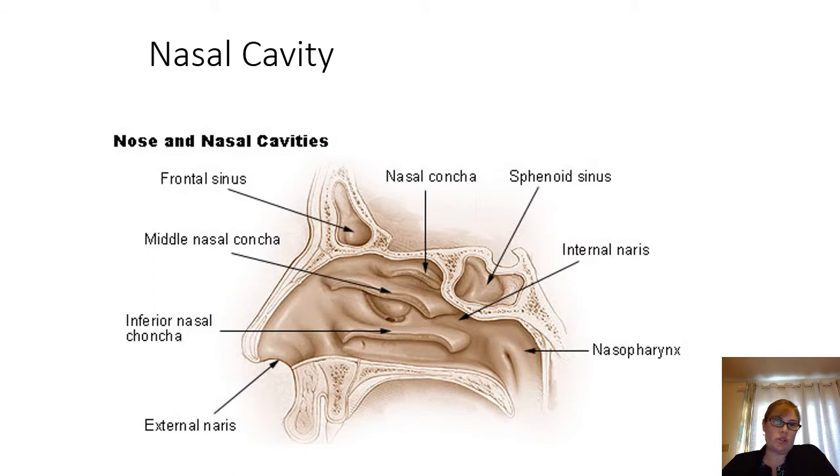This is our structure, our side view, sagittal section is what I'm trying to say, I'm sorry. And we have our nares right here. We have the nasal conchae right here and here and here. And then these spaces are sinuses. And then this down here is the palate, hard palate in the front, soft palate in the back.